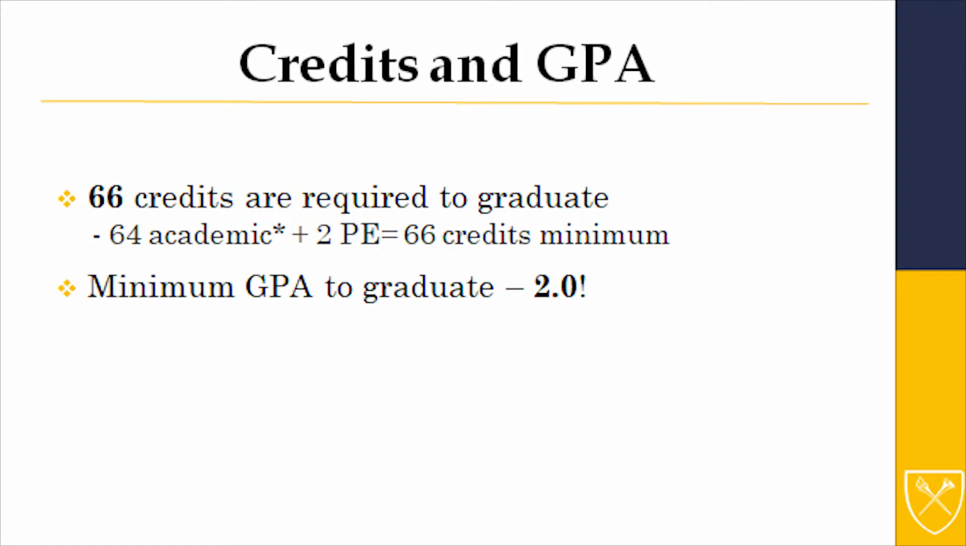1 credit hour courses like Learning to Lead, which can be taken during a student's first semester, Oxford Studies, and independent research or directed study classes all count towards academic credit. Check out Learning to Lead when you get to campus this fall. Additionally, students must have at least a 2.0 GPA to graduate.